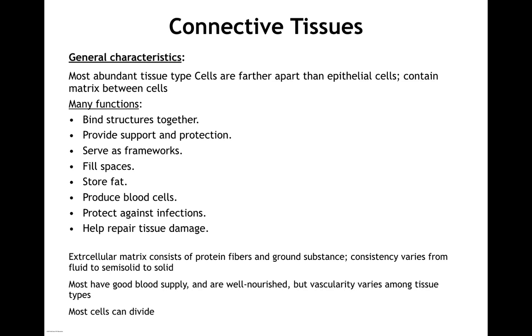That extracellular matrix is composed of both protein fibers and what we'll call ground substance. Its consistency varies from a liquid in blood to solid in bone, and everything pretty much in between.